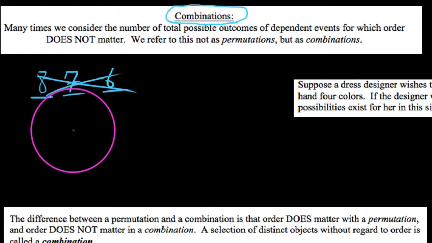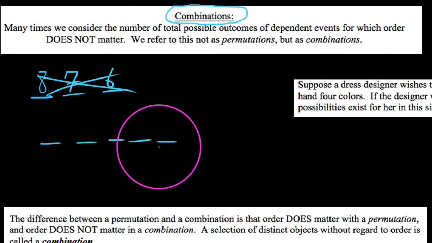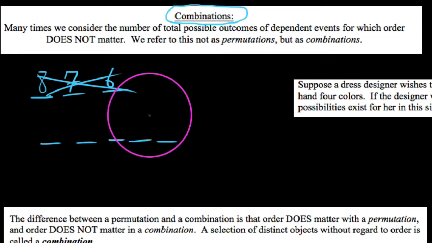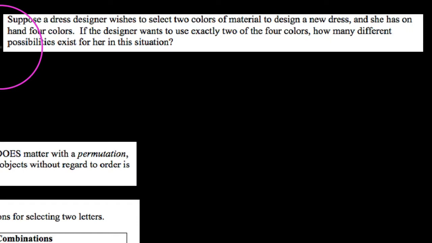Take a poker hand: there are 5 cards in a poker hand, but it wouldn't matter what order you were holding your cards in when it comes to making your hand. So if we consider something where order doesn't matter, we're referring to combinations. Let's look at an example where combinations apply.